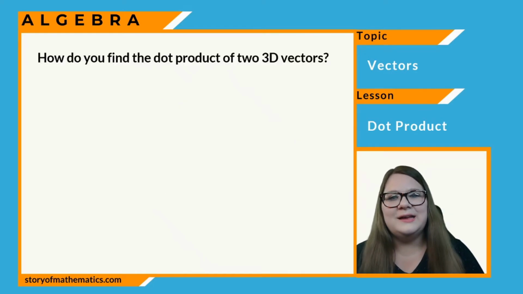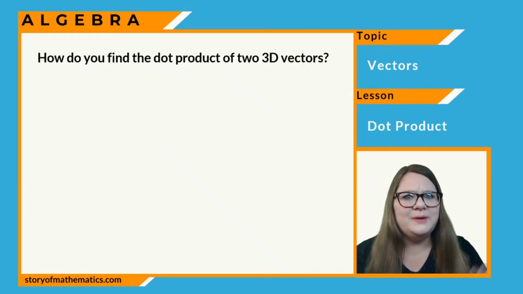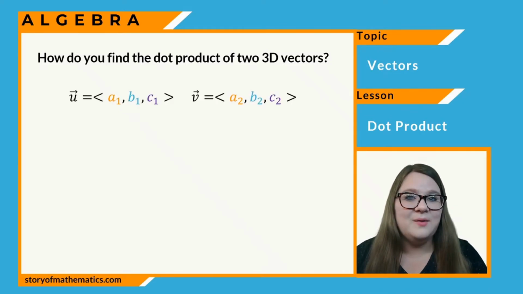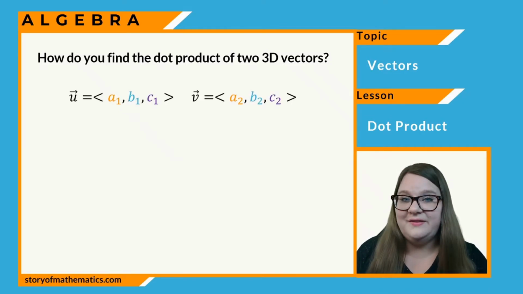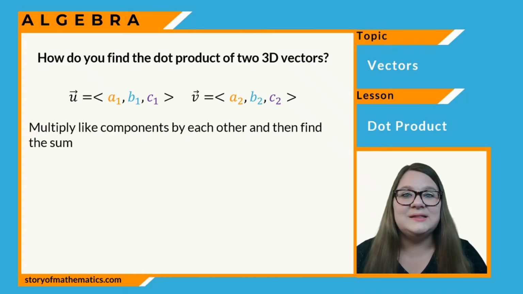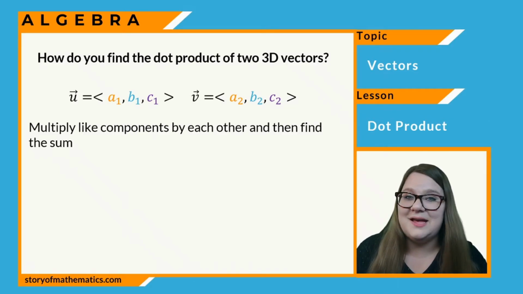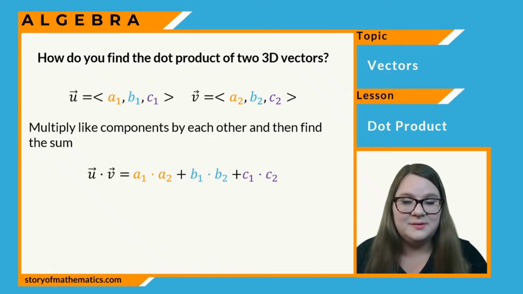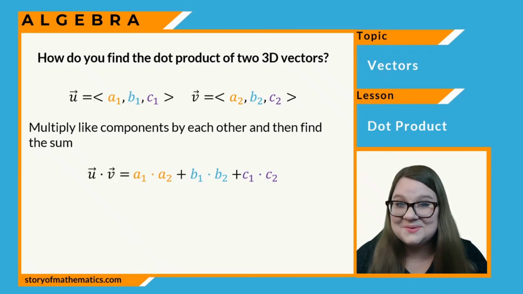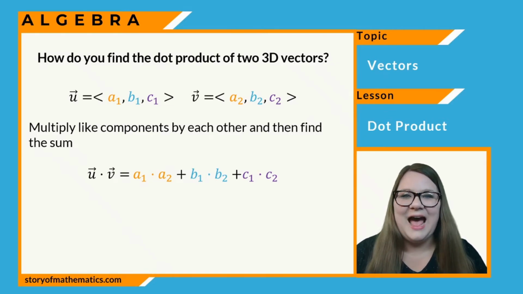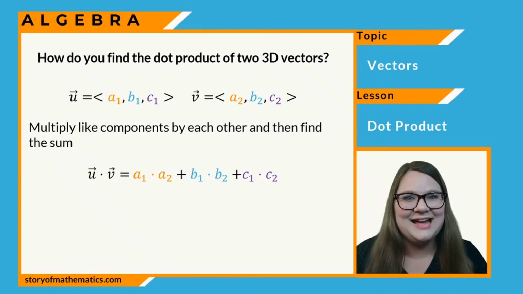What if I need to find the dot product between three-dimensional vectors, though? Well, now I'm going to have u is a1, b1, c1, and v is a2, b2, c2. The really good news is that the same method applies. We're going to multiply like components and then find the sum. So u dot v is a1 times a2 plus b1 times b2 plus c1 times c2. All we've done is added that last part with the c's at the end.